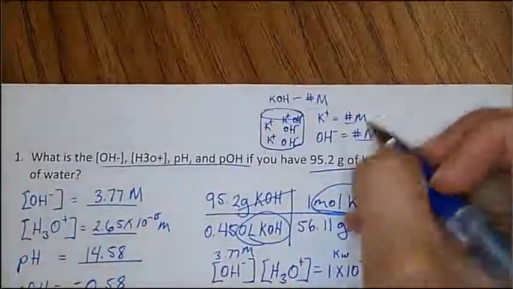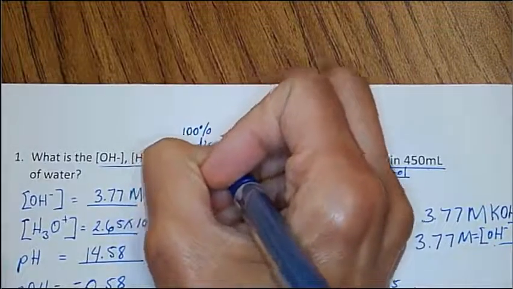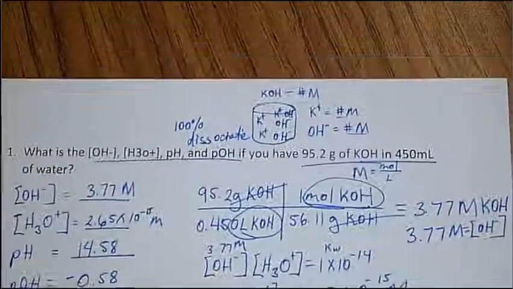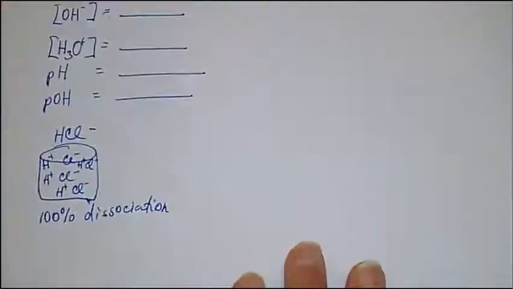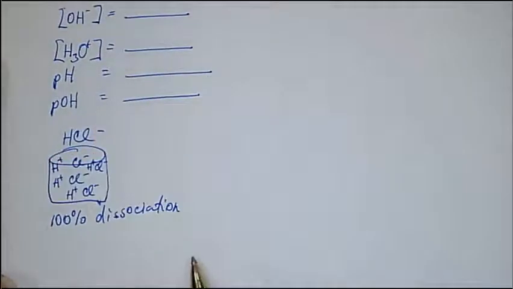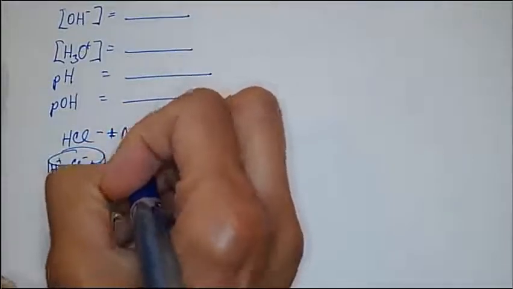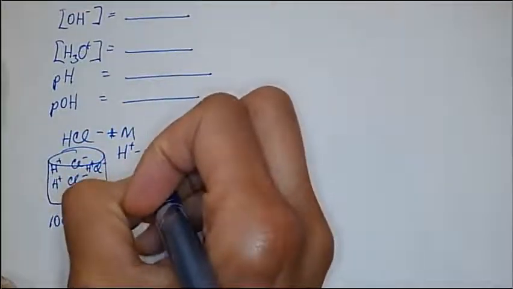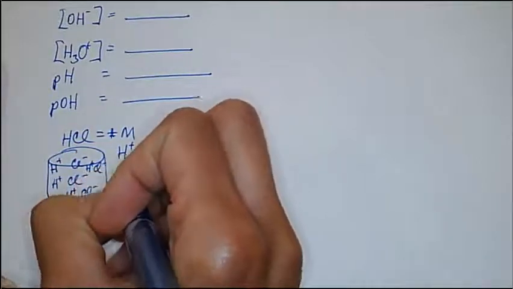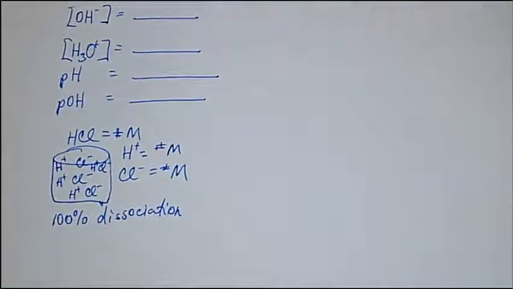Same with the potassium hydroxide. Remember, because it was a strong base, it was 100% dissociation. Okay, so it 100% dissociates. So does this. Because I have that, then whatever molarity of hydrochloric acid I have, that is the molarity of hydrogen that I am going to have, as well as chlorine. Okay, that is the molarity that I'm going to have.